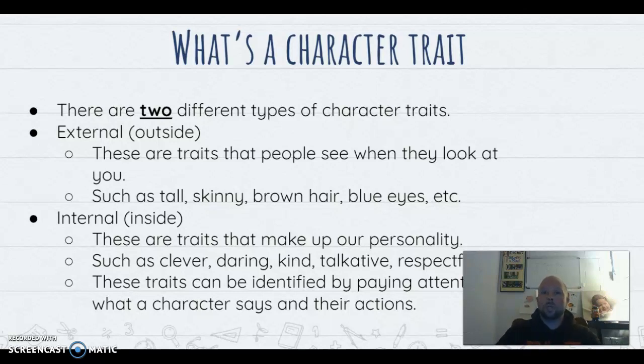So the next time you're reading a story that has multiple characters, you need to pay attention, okay, what is this character doing and what are they saying? And then you have to be able to identify what kind of character that is. Is that a clever character? Are they intelligent? Are they smart? Are they disrespectful? Are they negative? There's a huge list of all these things that you could assign to these people.